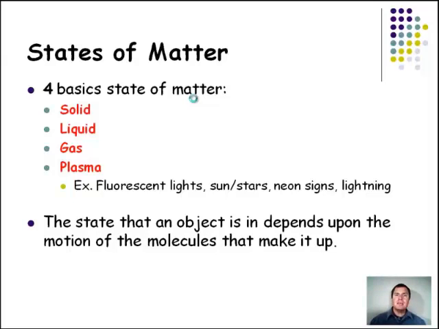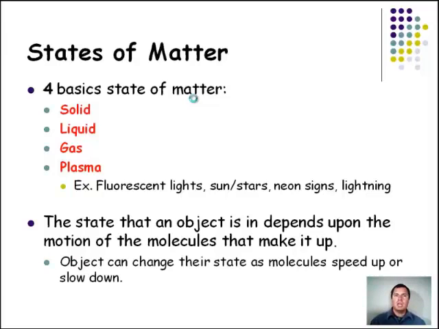The state that an object is in depends upon the motion of the molecules that make it up. The faster they're moving, the farther those molecules are apart. We can change the state from a solid to liquid, liquid to gas, and so on, as we either speed up or slow down the molecules. We do that by adding energy. We often think of energy as heat. So if we heat something up, it's going to go from a solid to liquid to gas. If we cool it down, it goes from a gas to liquid to solid.